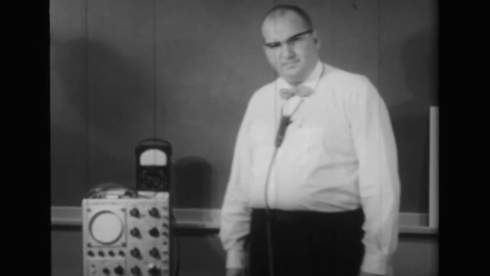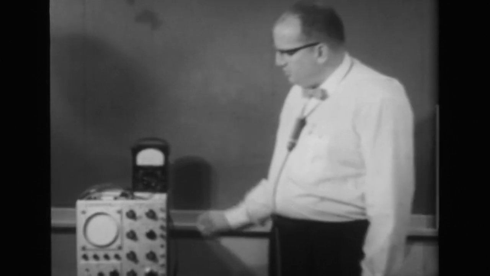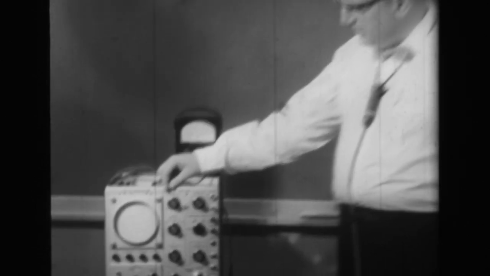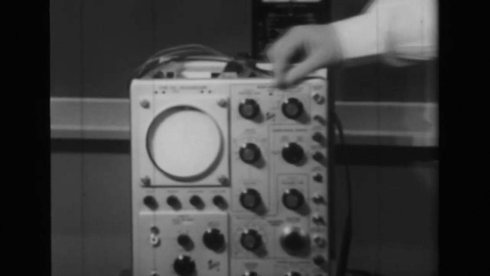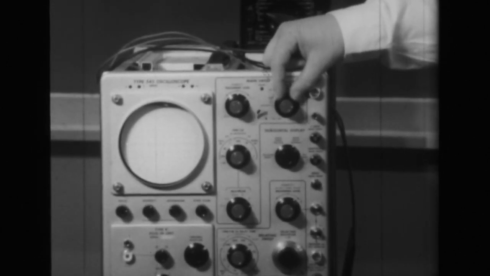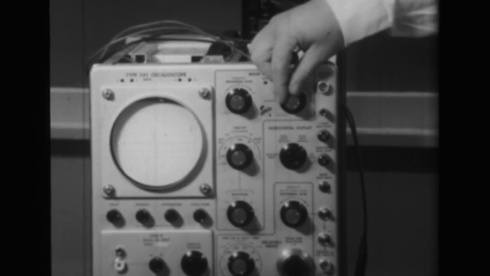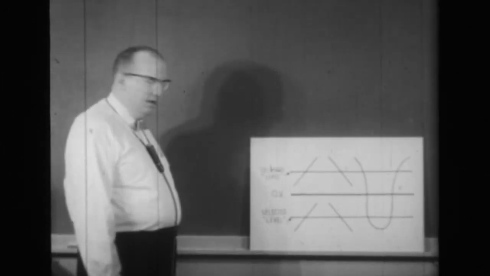Today we want to discuss a new method of adjusting the trigger circuits of a Tektronix 535-545 series oscilloscope. We're interested in making trigger circuit adjustments because they affect the operation of three controls on the front panel of the scope. First of all, the triggering level control here, the trigger slope selector switch here, and the mode selector switch here.